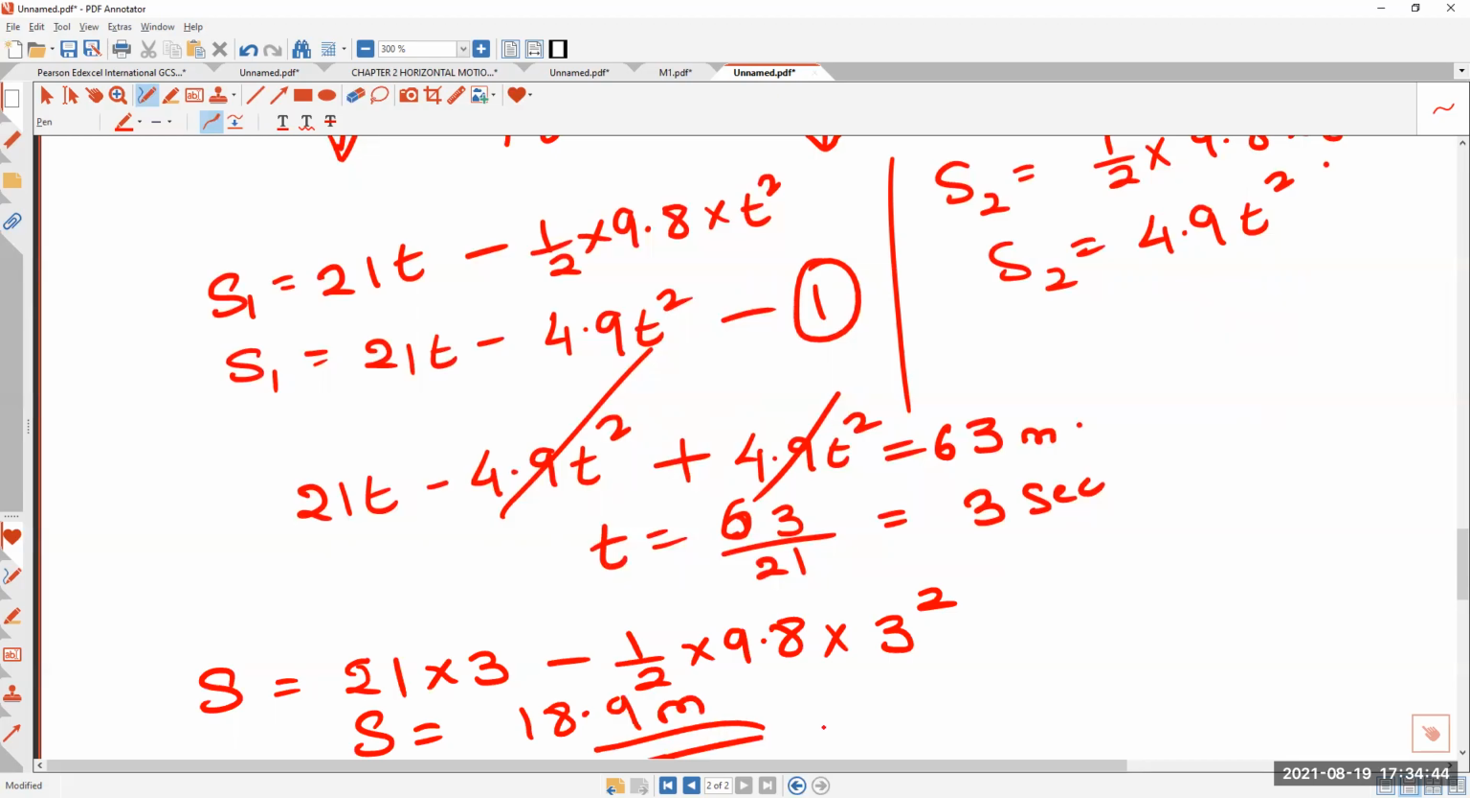You see, they did not give us any information. All I did was make some equations and divide the problem into two, like a puzzle, into two situations. Situation 1, one coming downwards. Situation 2, one going upward. But when you added both of their distances, the answer will be 63 meters.